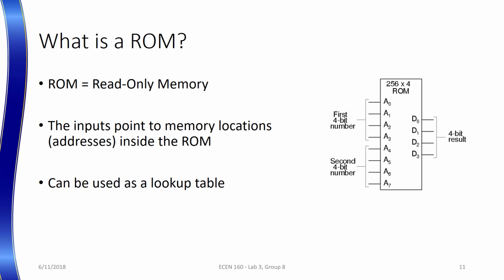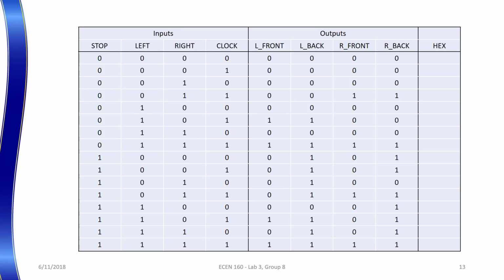Here's an example of a 256 by 4 ROM. Because it has 8 binary inputs, it can hold up to 256 addresses. The key step to implementing a ROM as a truth table is to specify the output as a hexadecimal number.